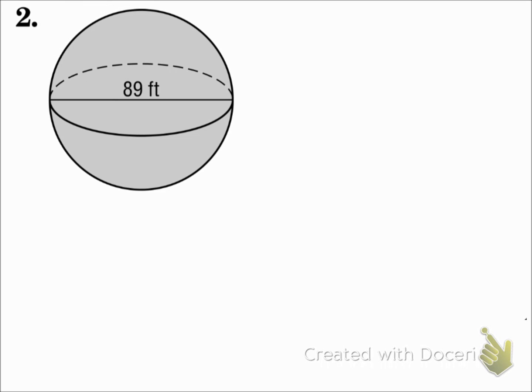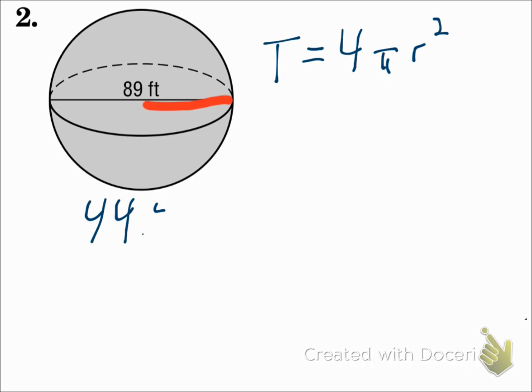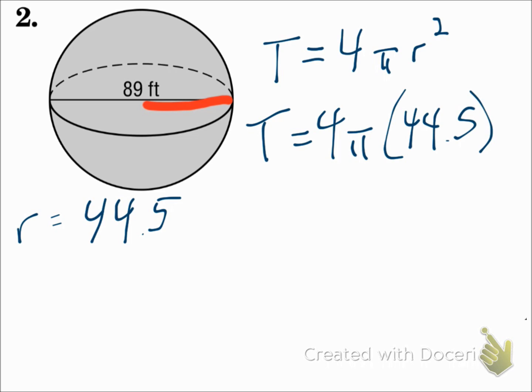For a sphere, the surface area formula is T equals 4 pi r squared. In this sphere, the diameter is 89 feet, so the radius will be half that, which is 44.5 feet. So for r, we'll substitute in 44.5. T equals 4 pi times 44.5 squared.